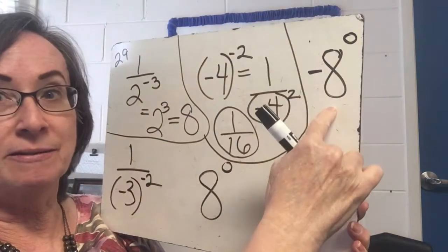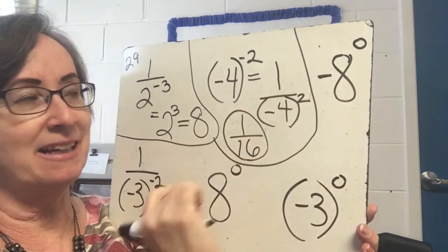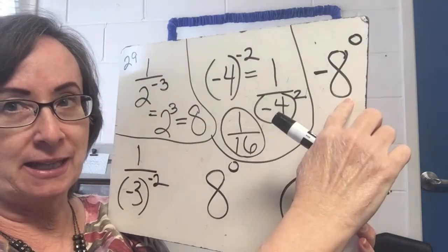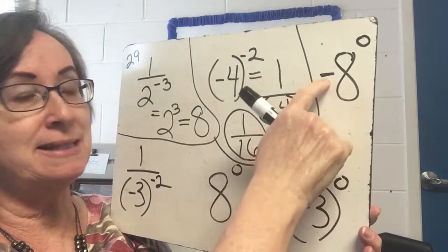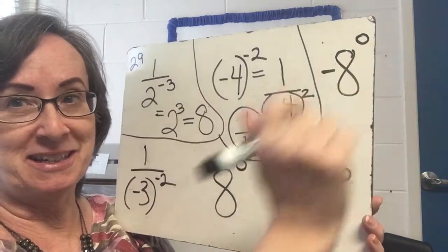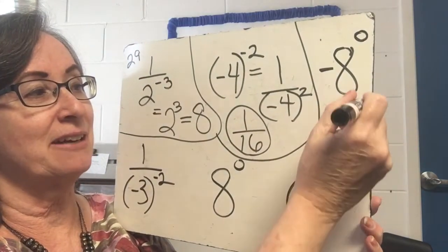Okay, so now notice no parenthesis. The 0 only applies to the 8. 8 to the 0 is 1, but this is the opposite of 8 to the 0. So its answer is -1.